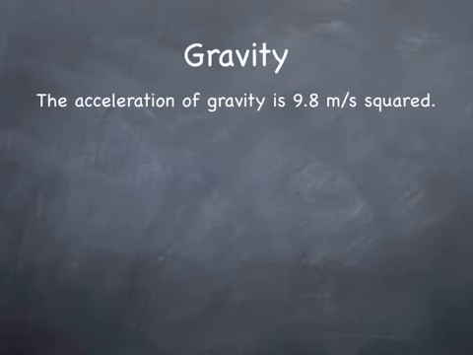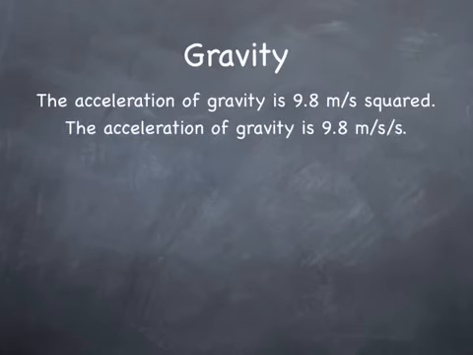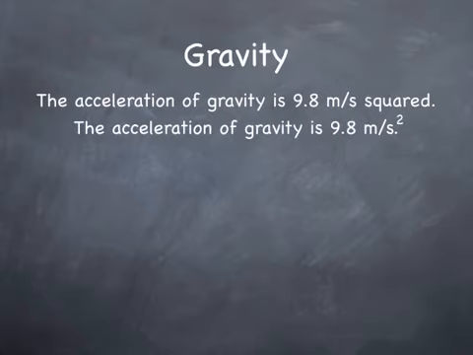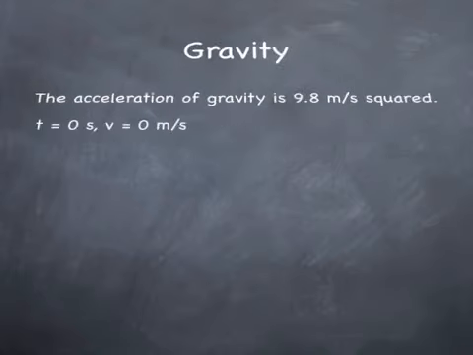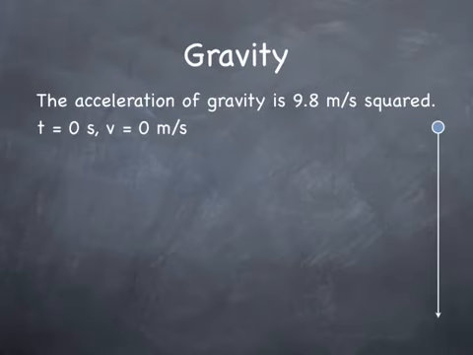What does the squared mean? It means that the acceleration of gravity is 9.8 meters per second, per second. Mathematicians just like to write the two s's as s squared. Pretend I'm dropping a ball. At time 0, the instant I let go, the velocity of the ball is 0. It hasn't started falling yet.